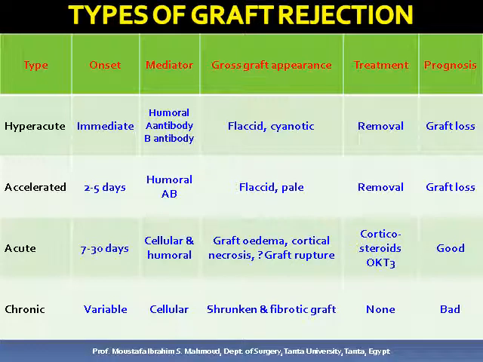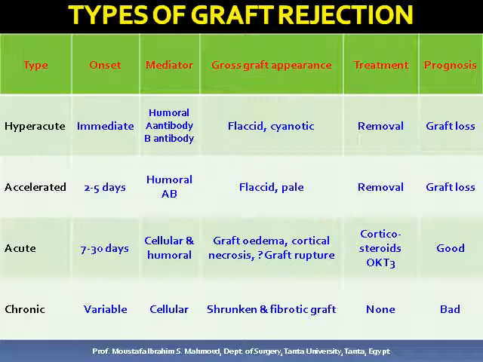Types of graft rejection. Hyperacute graft rejection: the onset is immediate. The mediator is the humoral B antibody. The gross graft appearance is flaccid and cyanotic. The treatment is removal. The prognosis is graft loss.